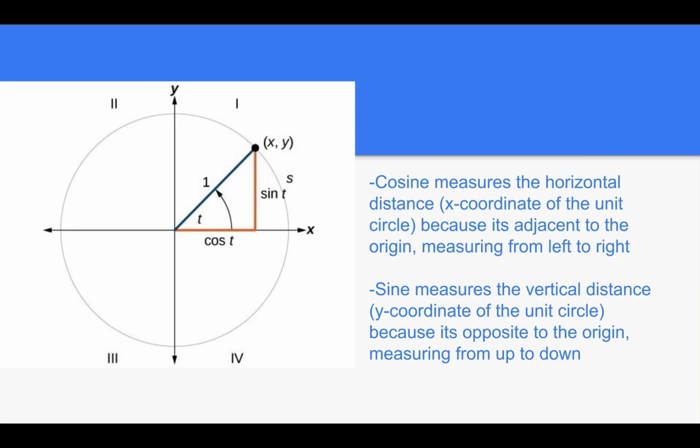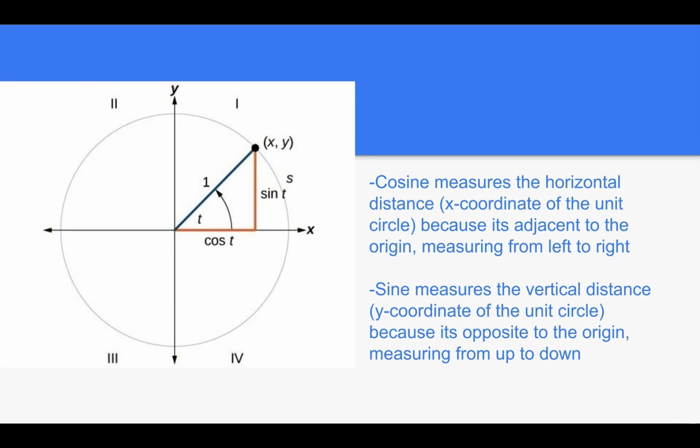Now, cosine measures the horizontal distance, or the x-coordinate of the unit circle, because it's adjacent to the origin, measuring from left to right. If you've taken geometry, you would understand a little bit better, but cosine is basically SOHCAHTOA, so it'd be adjacent over hypotenuse. Adjacent just means next to, and hypotenuse is the longest part of a triangle. So really just focus on the adjacent part from the origin. If it's adjacent to it, it's horizontal, right?